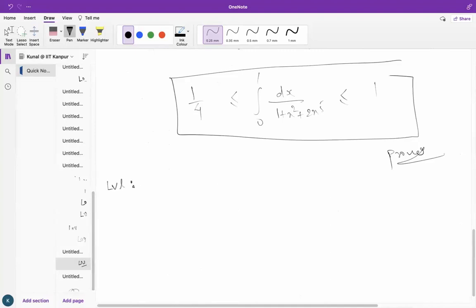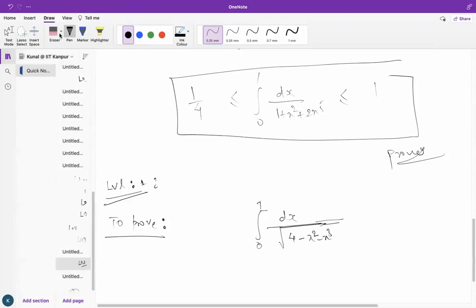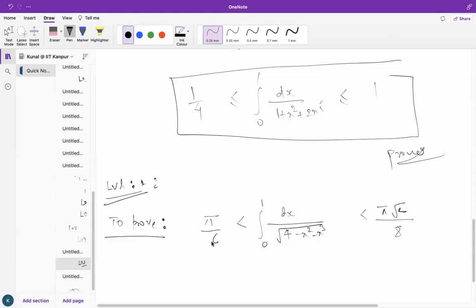So you have to prove, let me write it here, the integration from 0 to 1 of dx by root under 4 minus x squared minus x cube. Okay, let me write it in a clear way. So we are integrating from 0 to 1 dx by root under 4 minus x squared minus x cube. And this value actually lies between pi root 2 by 8 and pi by 6. So you have to prove this.